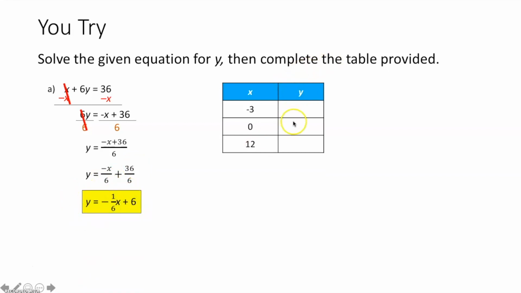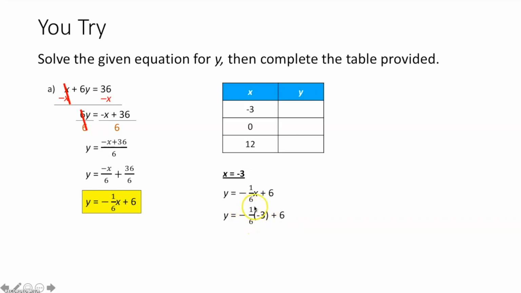Now what I need to do is fill out this table, so I'm going to take the equation that I just found, and I'm going to plug in negative 3 for x, and get the y value that goes with that. So how do I multiply these together? Well, negative 3 is the same thing as negative 3 over 1, so you're just multiplying fractions together. You multiply the numerators together, multiply the denominators.